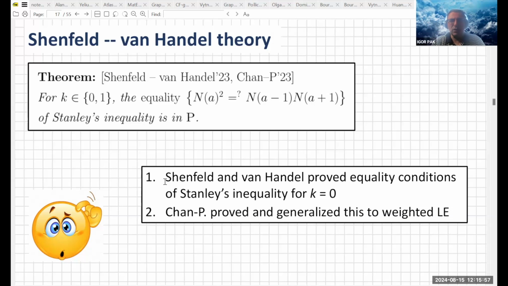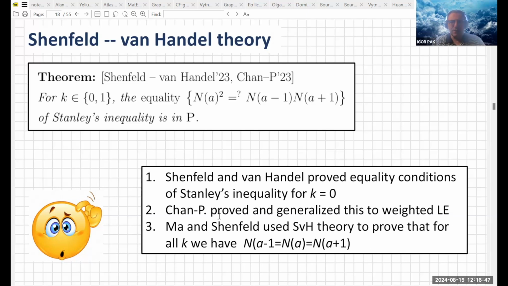Now, Swee Hong and I proved and generalized the Shenfeld-van Handel result to weighted linear extensions. And the way we did it is exactly using combinatorial atlases. So in our large paper, a very long paper that we wrote, the published version is actually about 100 pages, which sort of surprised me, because I tried to make the version very short, 69 or 70 pages. We wanted to make sure the first digit is small, but the published version still, you know, they have a proprietary font, and it became 100 pages. So somewhere in there, we prove the equality condition for k equal to zero again.